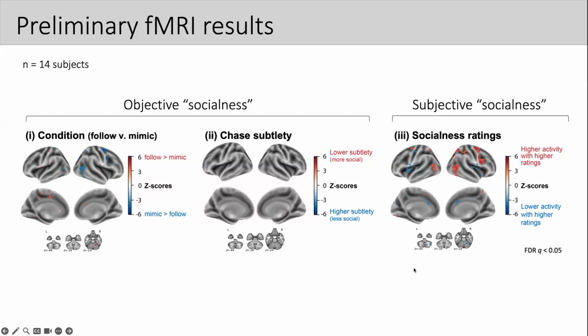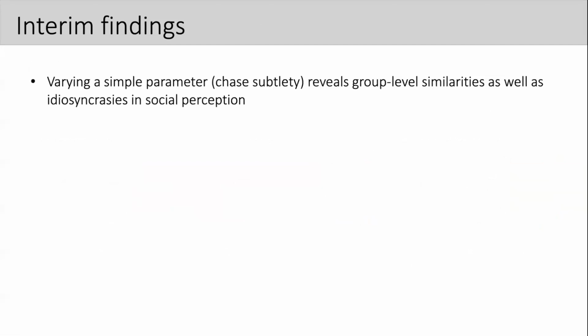If people are interested, I have more updated results. But our interim findings so far with this project: we're replicating Gao et al., showing that varying a simple parameter, this chase subtlety parameter, reveals these group level similarities, but also some idiosyncrasies in social perception that are excitingly at least somewhat reliable.